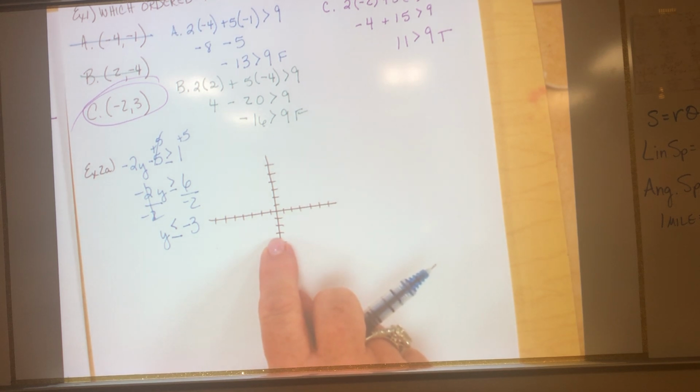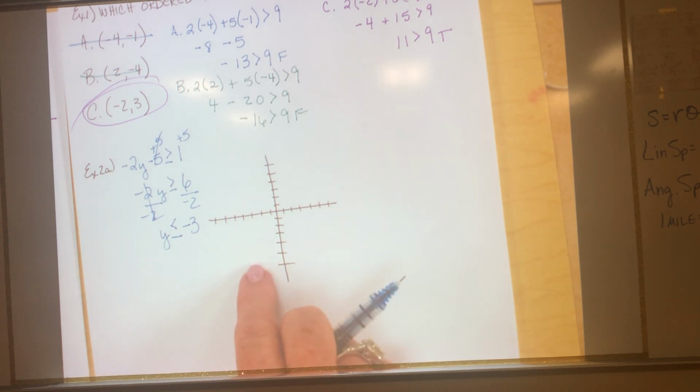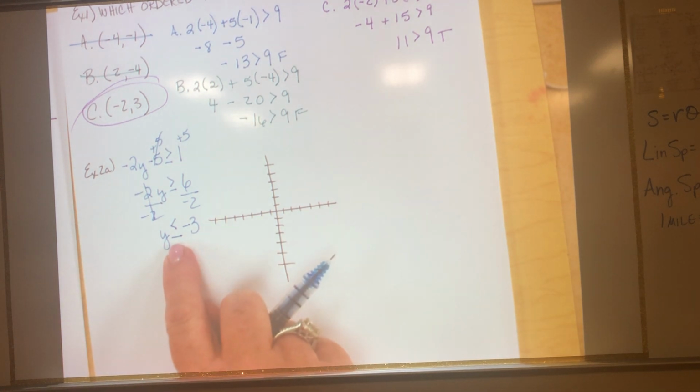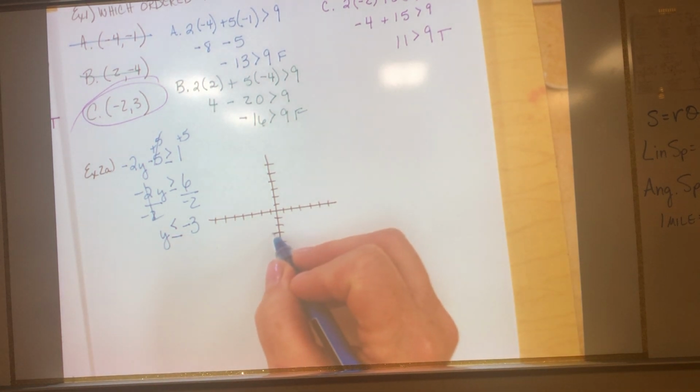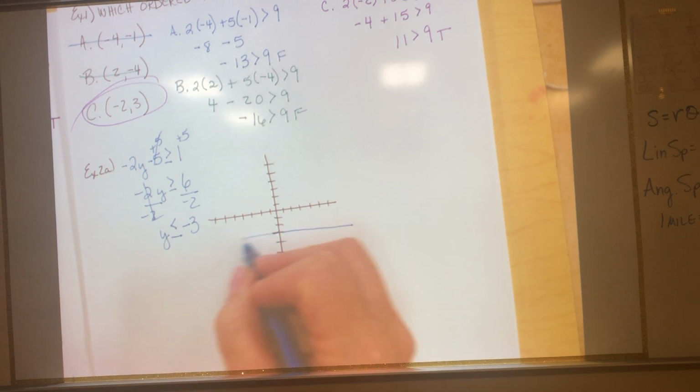Is it solid or dotted? Solid. Why? Because it's greater than or equal to. If it has this line underneath it, then that means it's solid. If it doesn't have the line, that means it's dotted. Solid means the line is included in my solution. Dotted means it's shaded up until you get to the line. Okay? So here he is, a solid line.